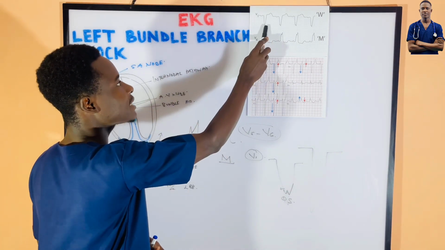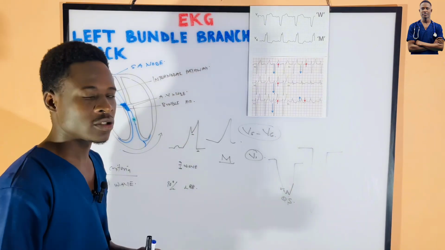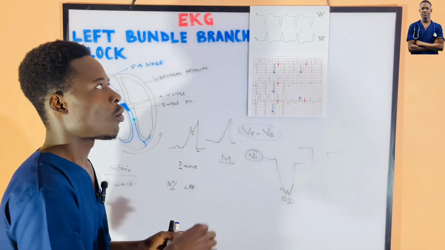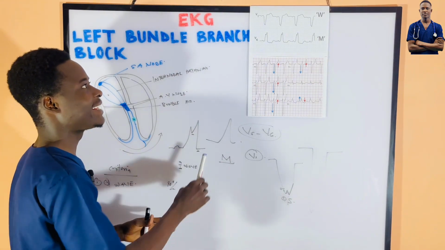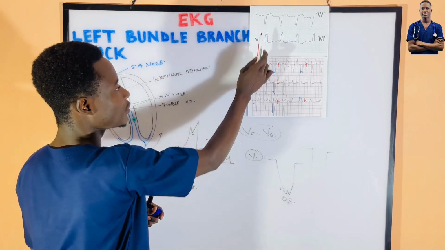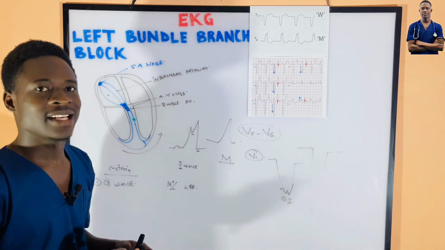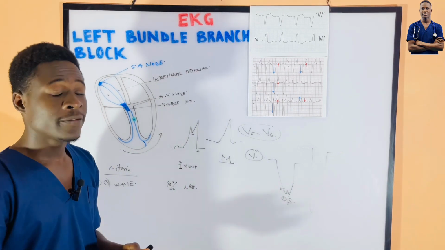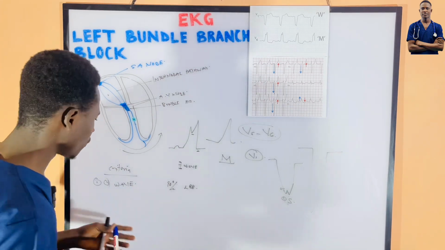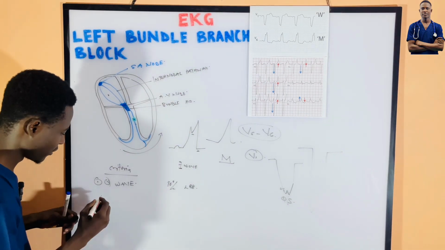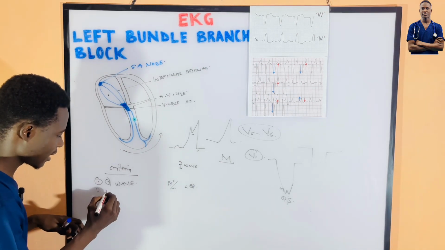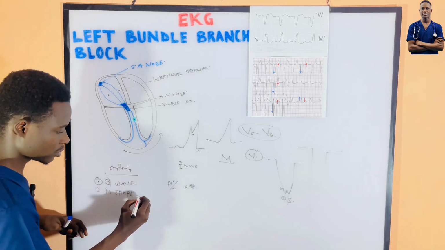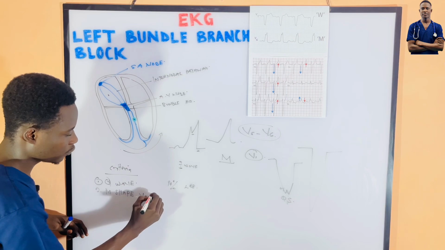Now, this W shape is not always over there. Sometimes you can see it and sometimes you cannot see it. But what you must take note of is what? A deep QS complex on the V1, and then an M shape on the V5 and then the V6. So the second criteria is M shape on the V5 to V6.